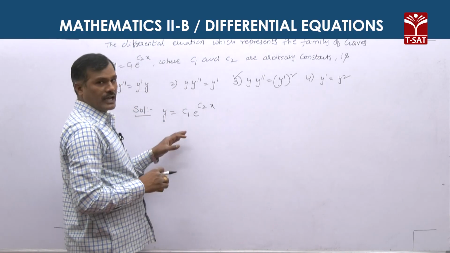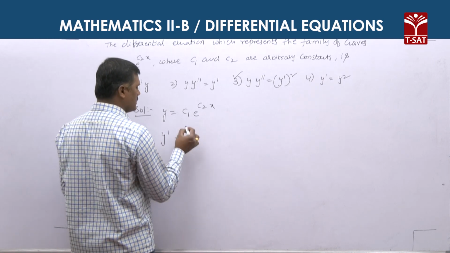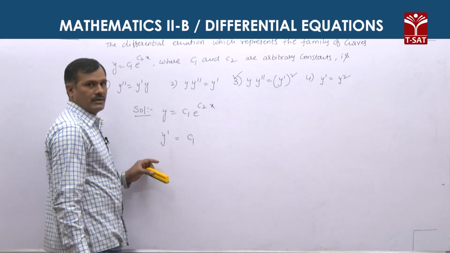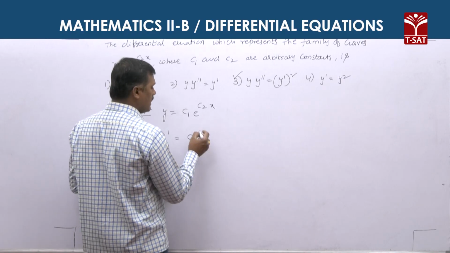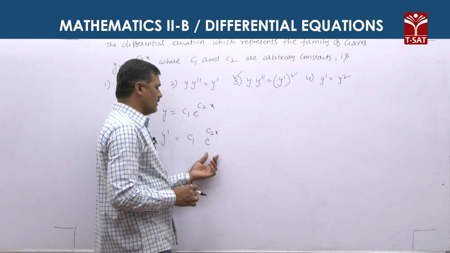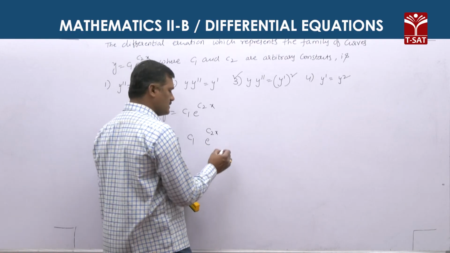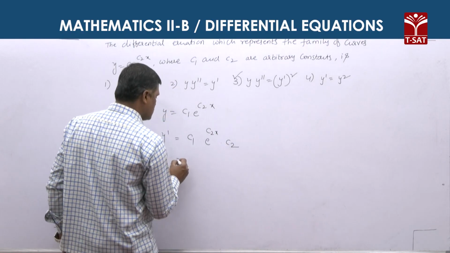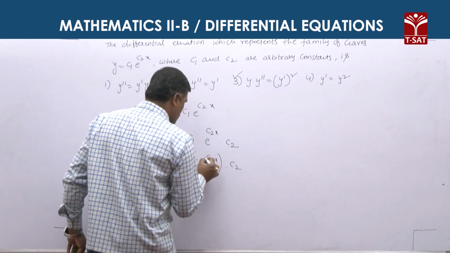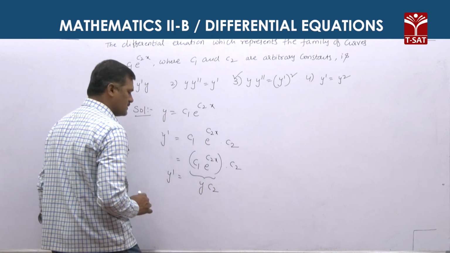Now we can differentiate two times the given equation. Differentiating, y becomes y dash, the first order derivative, equal to c1, which is a constant, into the function. If it is a constant alone, its derivative is 0. Constant into function: e power c2x derivative is e power c2x, by the chain rule, into again the derivative of c2x, which gives c2. That is equal to c1 into e power c2x into c2, which is equal to the given function y into c2. So y dash is equal to c2 y.